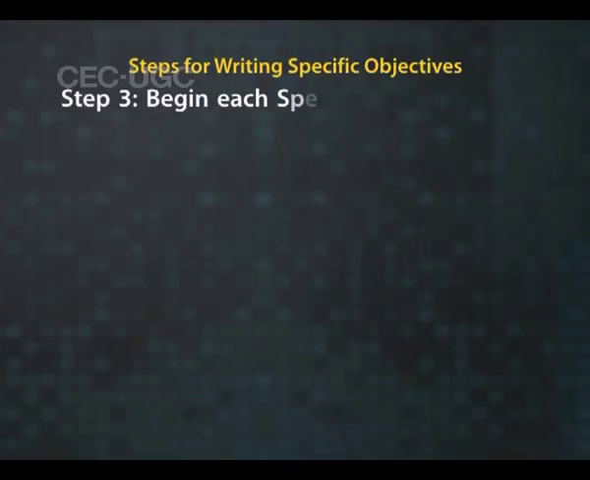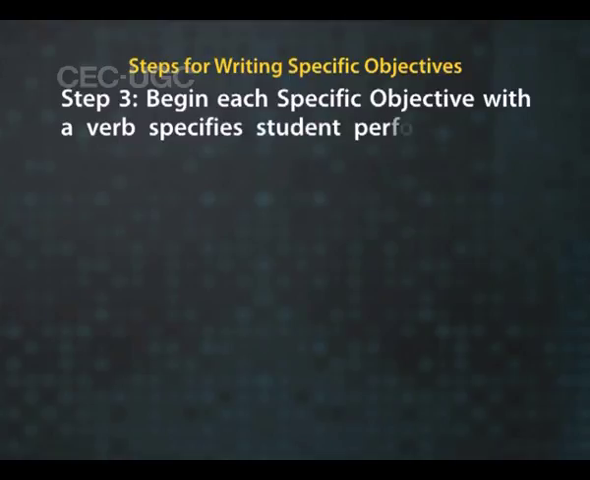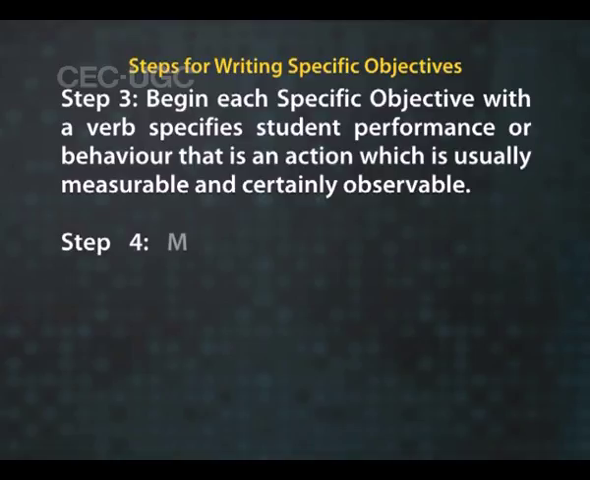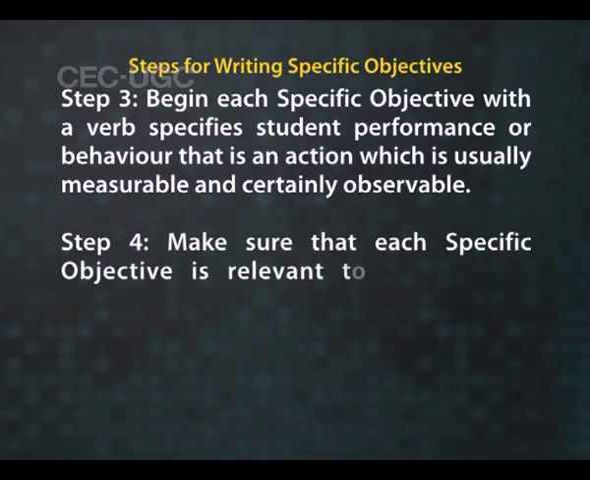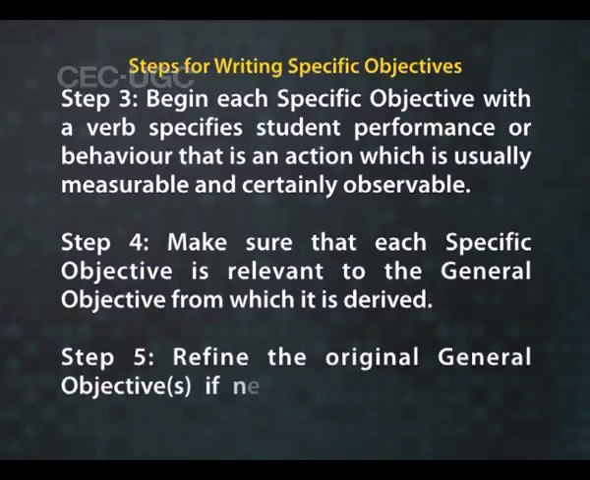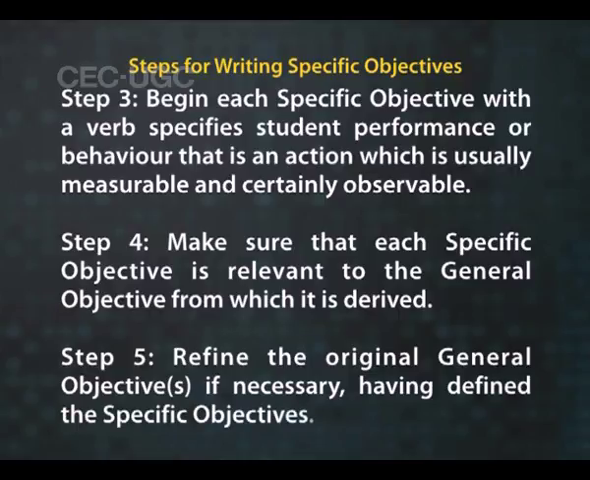Step 3. Begin each specific objective with a verb that specifies student performance or behavior, that is an action which is usually measurable and certainly observable. Step 4. Make sure that each specific objective is relevant to the general objective from which it is derived. Step 5. Refine the original general objectives if necessary, having defined the specific objectives.